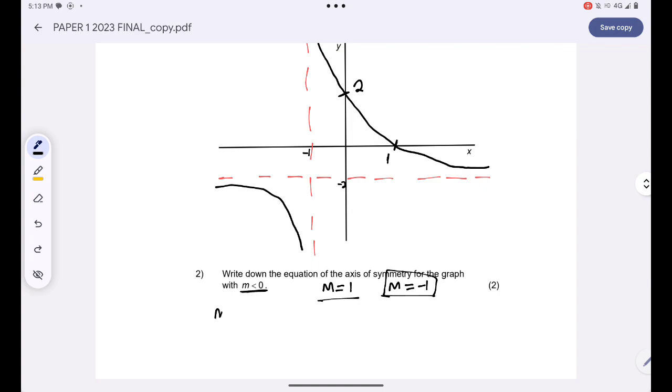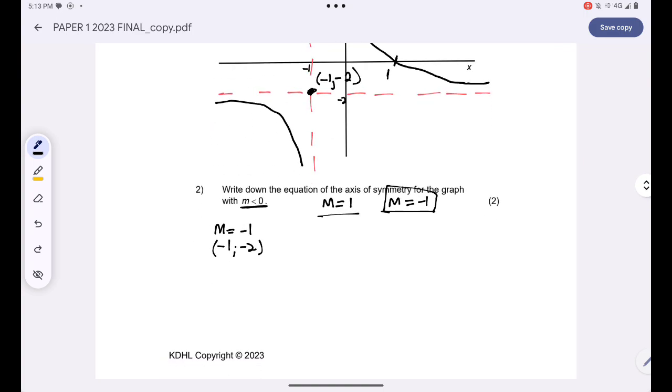So I know the gradient of my axis of symmetry, and I also know the point. I know that my axis of symmetry will pass through the point of intersection of my asymptotes, where x is -1 and y is -2. I have -1 and -2. I do have a point and a gradient, so I can find the equation of this straight line.